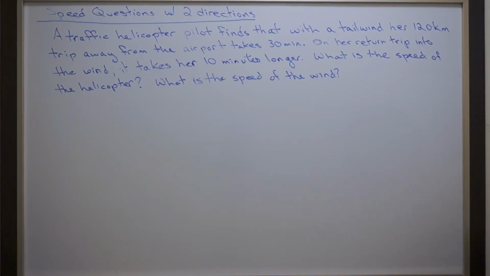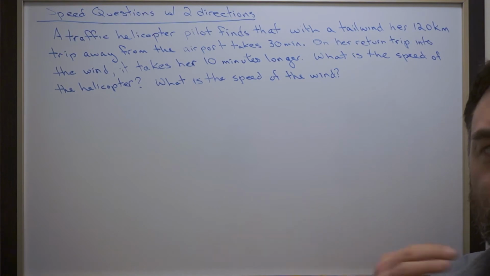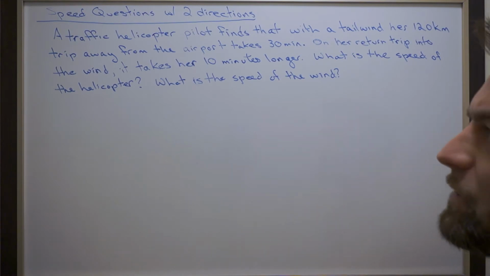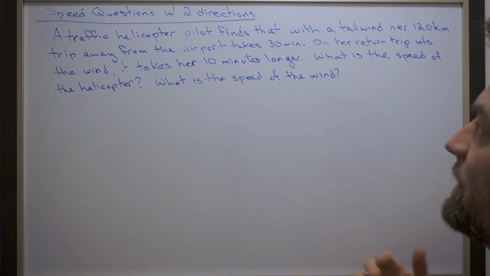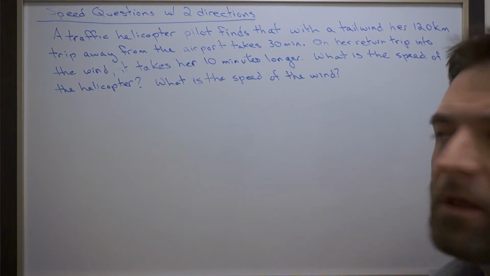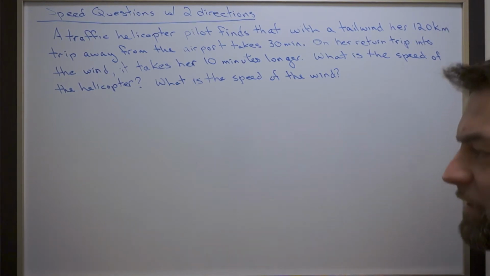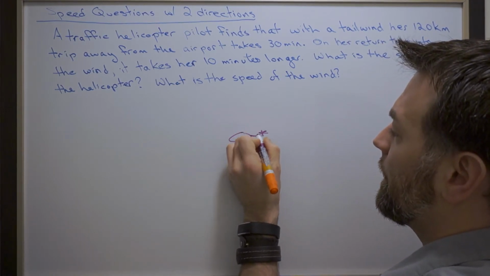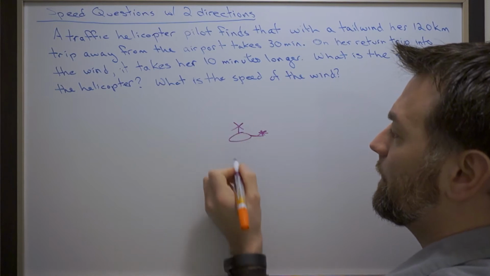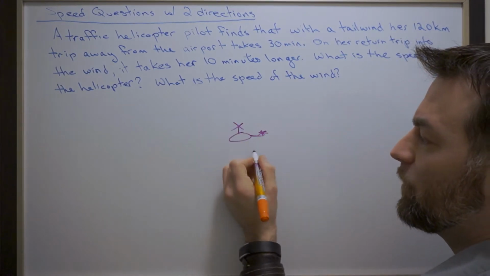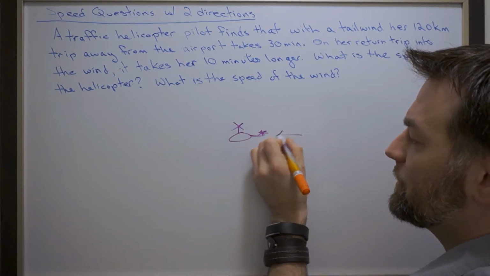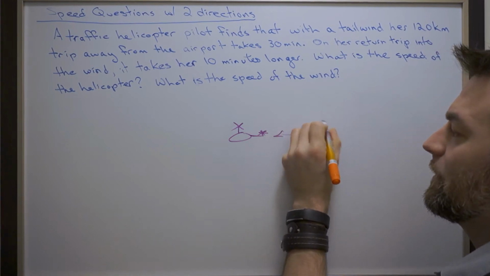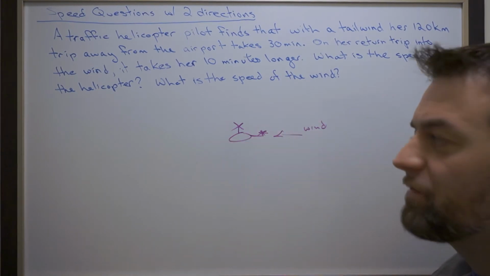Now, another type of question that we often work with is speed questions in linear systems. We have something happening in two directions, and in this case we have a helicopter pilot that's traveling with a tailwind and then a headwind. So as you're traveling, here's my little helicopter. As it's traveling one way, the wind is going to be pushing on it, and that's going to make it travel faster.